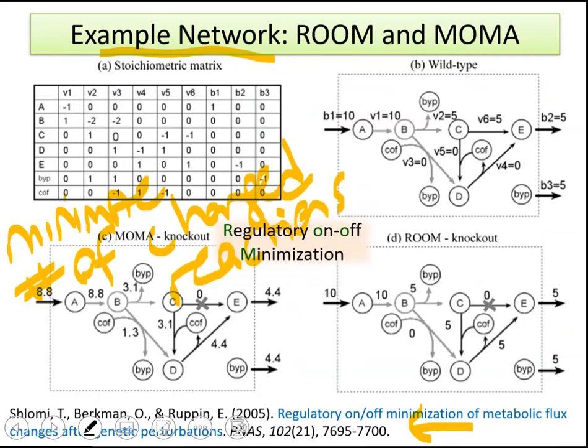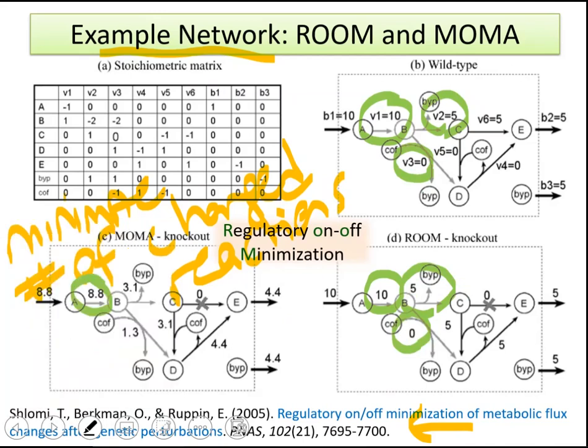What does it mean? So the rate of this reaction was 10. The organism will try to keep it the same, because changing it means readjusting enzyme levels, right? So in the Euclidean distance minimization, each rate slightly changes. ROOM says that still making the rate from 10 to 8.8 is a burden for the cell. So the cell will try to keep the fluxes exactly the same as the wild type flux distribution. So this rate was 5, for example, so the cell will try to keep it 5 again. This was 0, the cell will try to keep it 0 again.